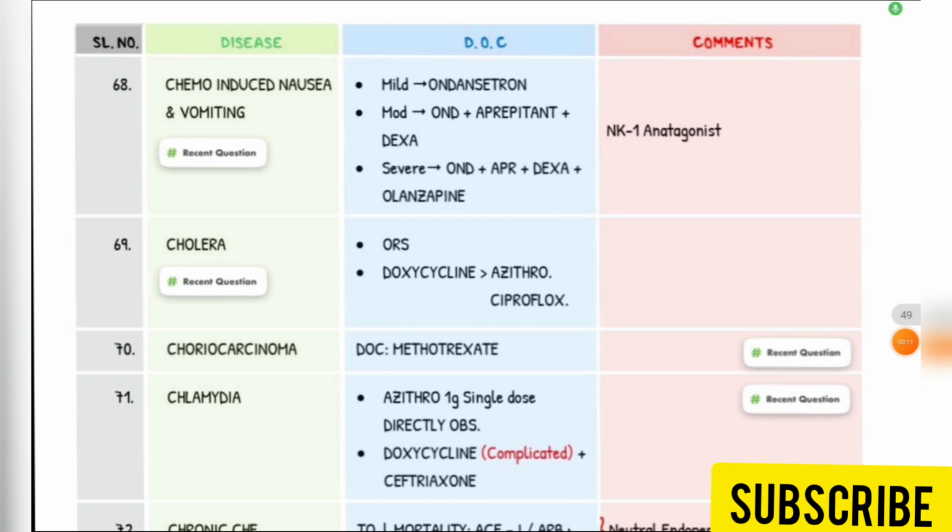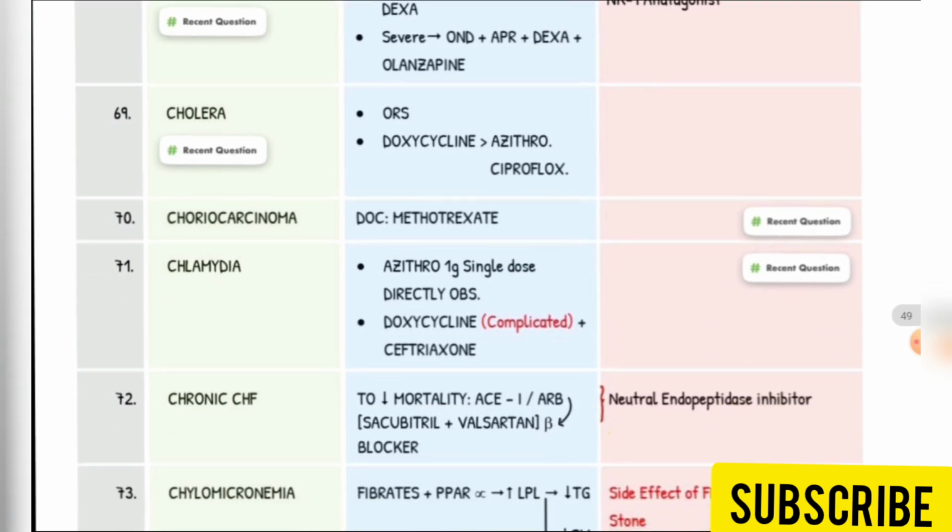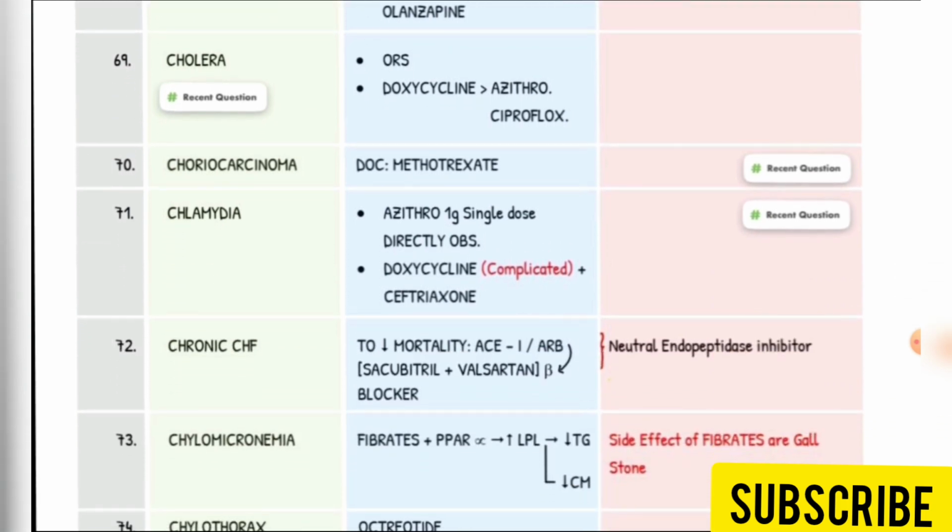Next is chemo-induced nausea and vomiting. For the mild, ondansetron; moderate, ondansetron plus aprepitant plus dexamethasone. For the severe, ondansetron, aprepitant, dexamethasone plus olanzapine. Next one is cholera. Drug of choice, ORS and doxycycline, then azithromycin or ciprofloxacin. Choriocarcinoma, drug of choice methotrexate. Chlamydia, drug of choice azithromycin, 1 gram single dose directly, doxycycline if complicated, plus ceftriaxone. Next is chronic CHF. To decrease mortality, ACE inhibitor or ARB, sacubitril plus valsartan, beta blockers.